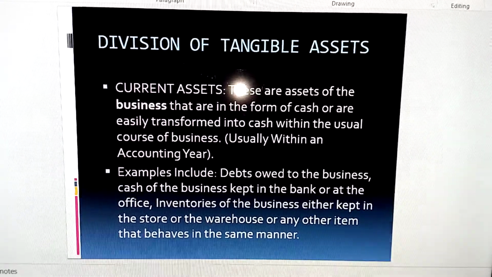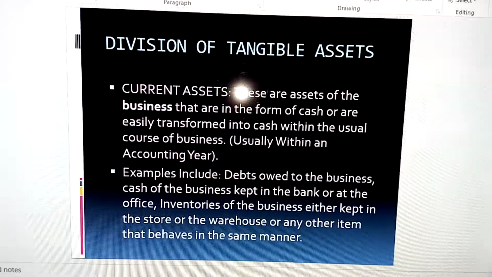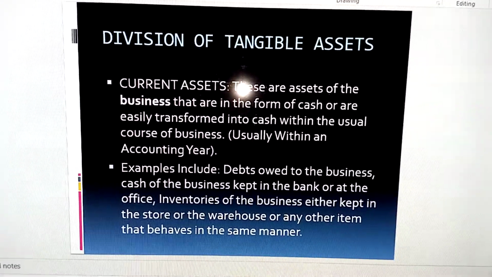Take for instance, the cash you have at bank. Take for instance, the cash you have in the office. Take for instance, the petty cash balance in the office.